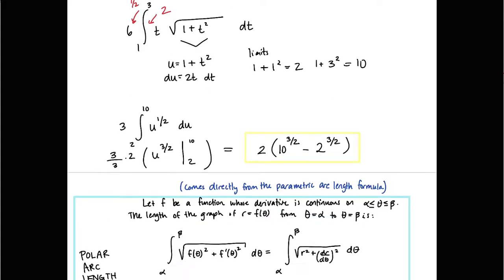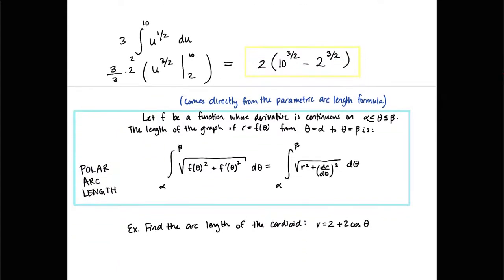Okay, let's take a look at finding polar arc length. So this formula is going to come directly from applying the parametric arc length formula to the fact that x is equal to r times cosine theta and y is equal to r times sine theta. And when you use those formulas for your x and y, your polar arc length formula becomes: the arc length is given by the integral from starting angle alpha to ending angle beta, square root of r squared plus (dr/d theta) squared.